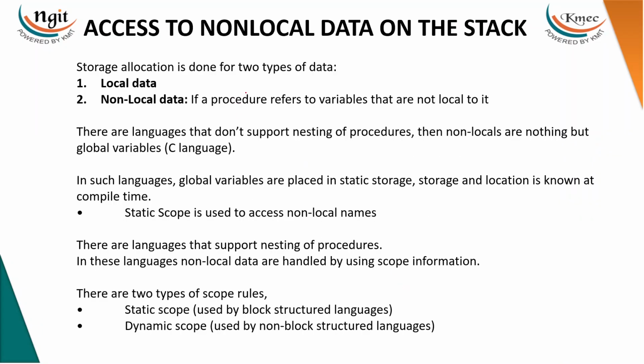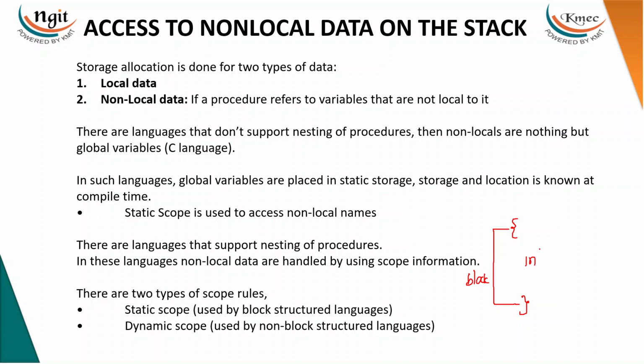See, storage allocation is done for two types of data. One is local data and another one is non-local data. What does it mean by local and non-local? In any programming language that allows flower brackets, the starting flower bracket is nothing but the start of a new scope or block, and its corresponding ending flower bracket is the end of a block.